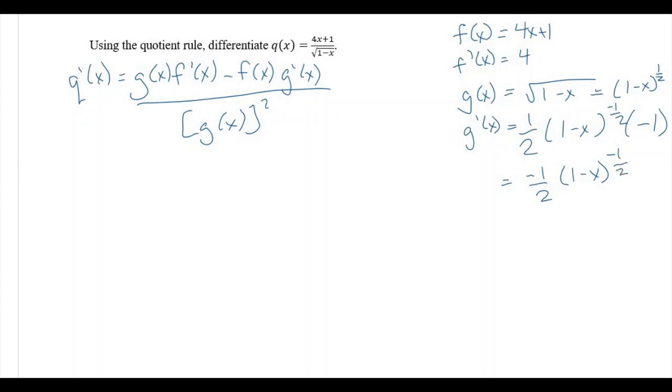So now we have our two functions, our numerator and denominator, and we have the derivative, so we can start punching that information in and let's see what happens. So next step, let's plug in g of x, which is 1 minus x to the power of 1/2. Then we have f prime of x, which is 4, minus f of x, which is 4x plus 1, times g prime of x, which is negative 1/2, 1 minus x to the power of negative 1/2.